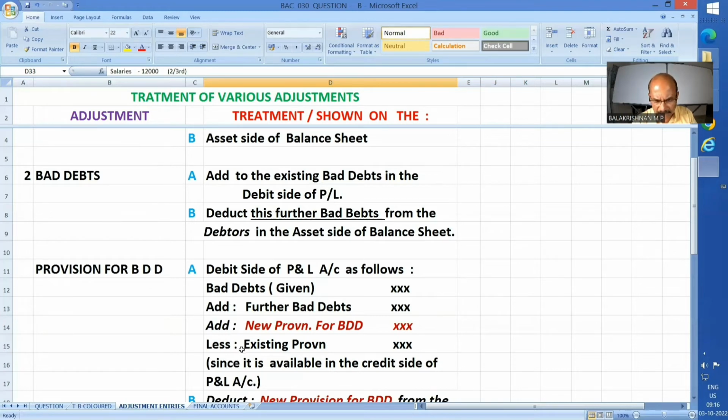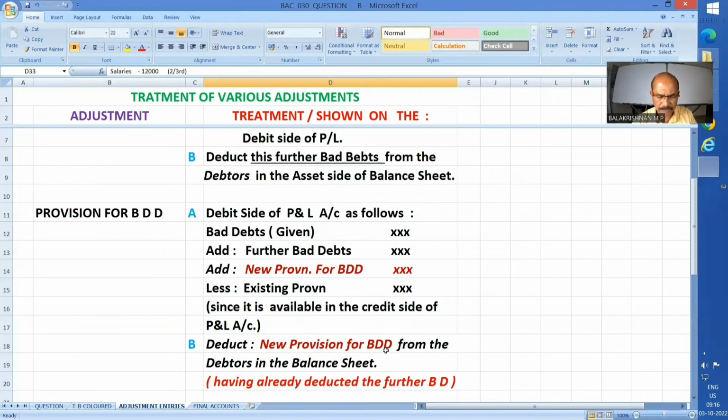Obviously, we don't need the existing provision, so you reduce it. The second part of the adjustment is to deduct the new provision for bad and doubtful debts from the debtors in the balance sheet. Only the new provision, and that too on original debtors minus further bad debts already deducted. From that, you reduce the new provision. Well, you'll be more clear when I show the facts and figures in the profit and loss account.